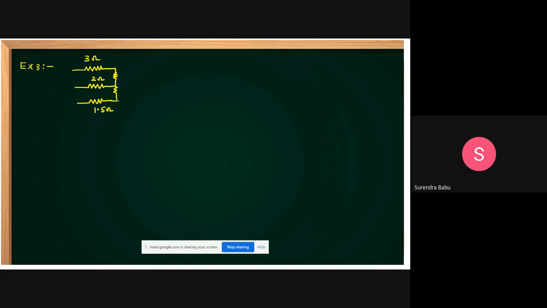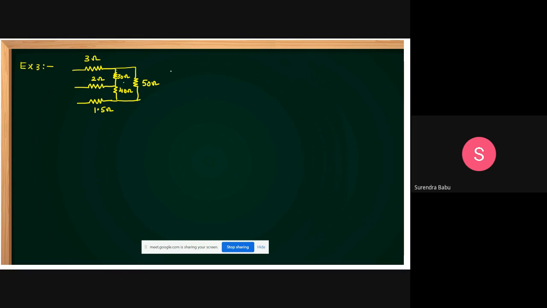Okay, this total here, how much resistance is given? This is 50 ohms, and this is 30 ohms. This is 40 ohms. This is 30, this is 40, this is 50 ohms.